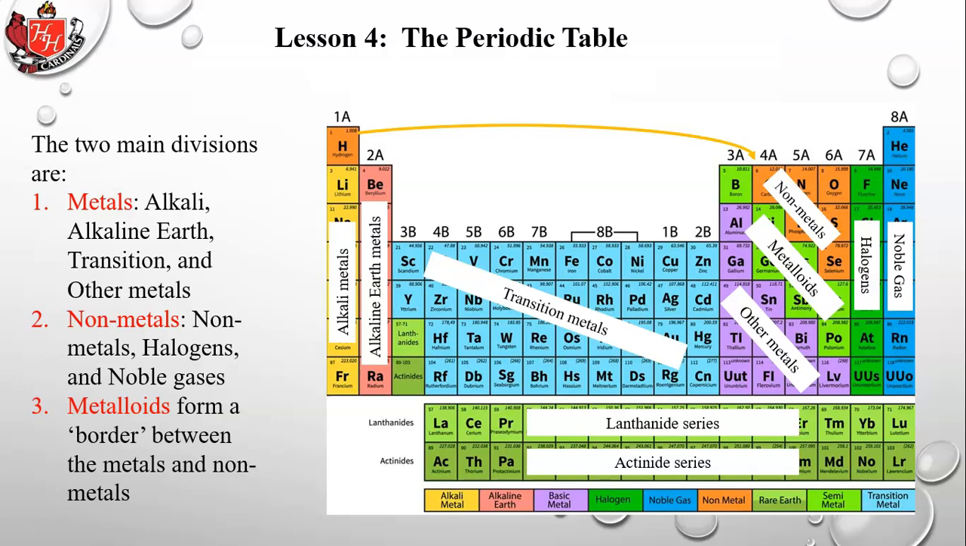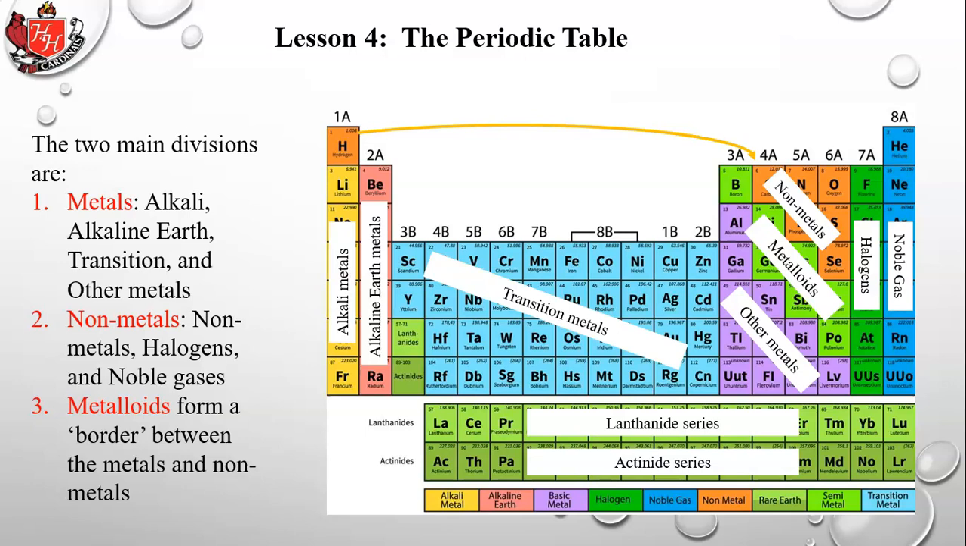Then the nonmetals. Nonmetals would include the halogens, the noble gases, and the ones that you see in orange in the upper right-hand corner. Now the nonmetals are very small in number compared to metals. So you might think that they're not as important, but they actually are the elements that we're going to study the most in this class. Your body is made up pretty much entirely of nonmetals.